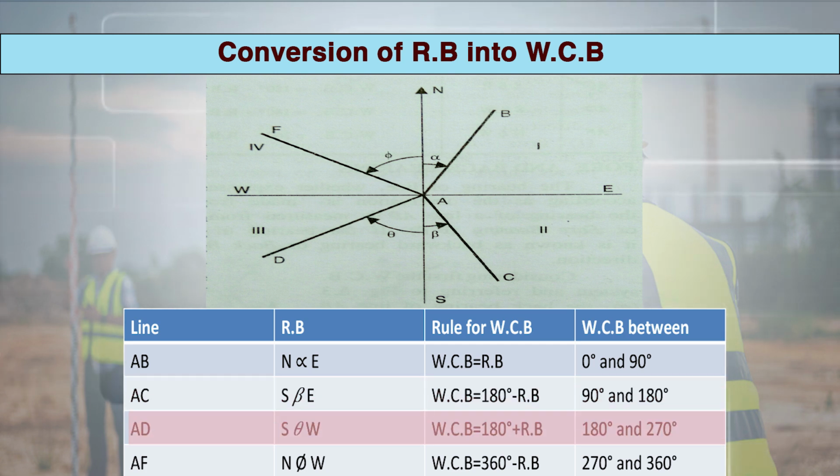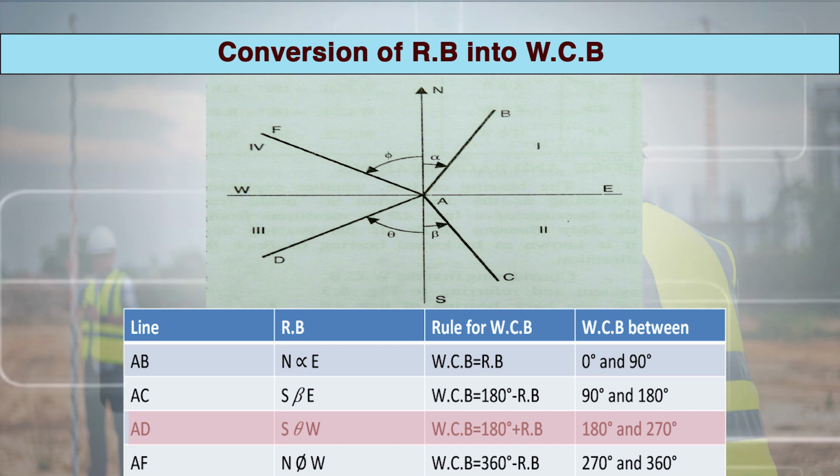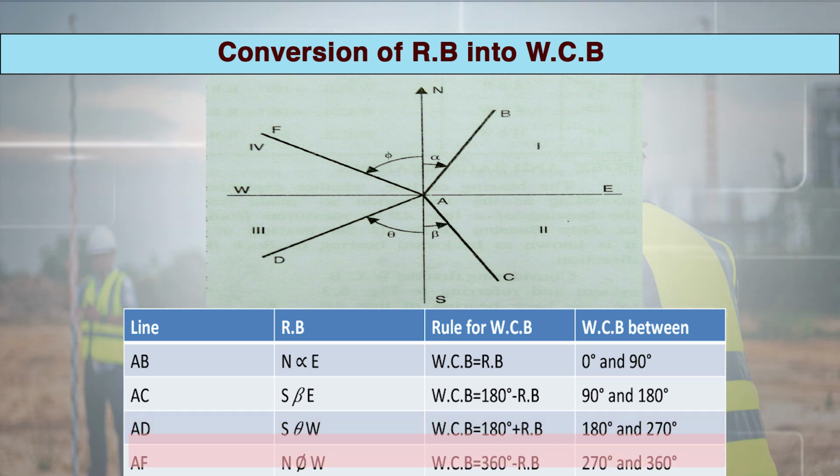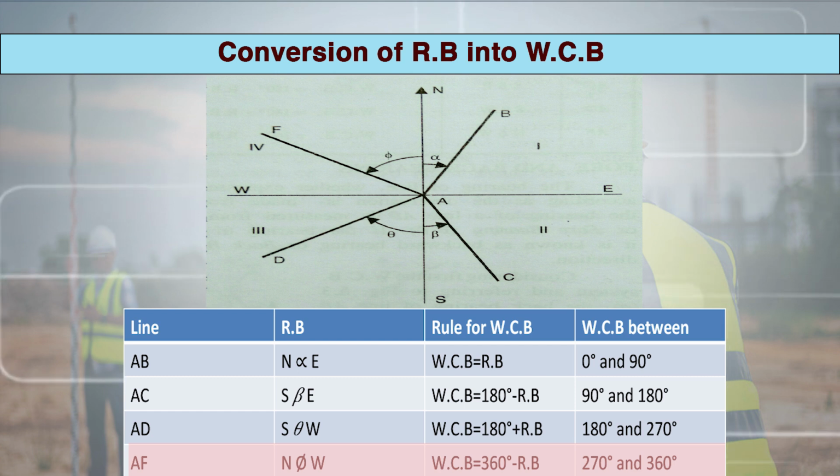For line AD, reduced bearing is south theta west, and the rule is that WCB will be 180 degree plus RB, with WCB between 180 degree and 270 degree. From the figure, WCB will be 180 degree plus theta. For the last line, survey line AF, RB is north phi west, WCB is 360 degree minus RB, and WCB is between 270 degree and 360 degree. From the figure, WCB will be 360 degree minus phi.